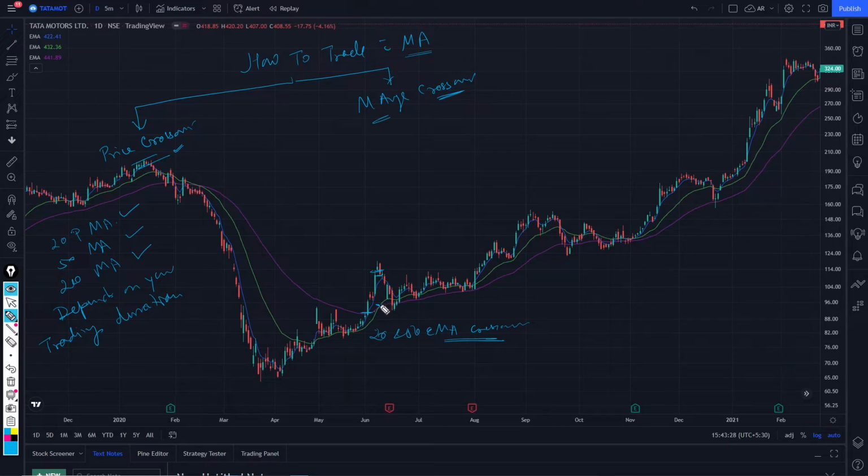Many people make a big mistake in the moving average crossover. The mistake is this: they say, okay, here it is crossing over, I will take entry here. No, if it is crossing over here, you will see the price has already moved up and started coming down. You will have to wait.